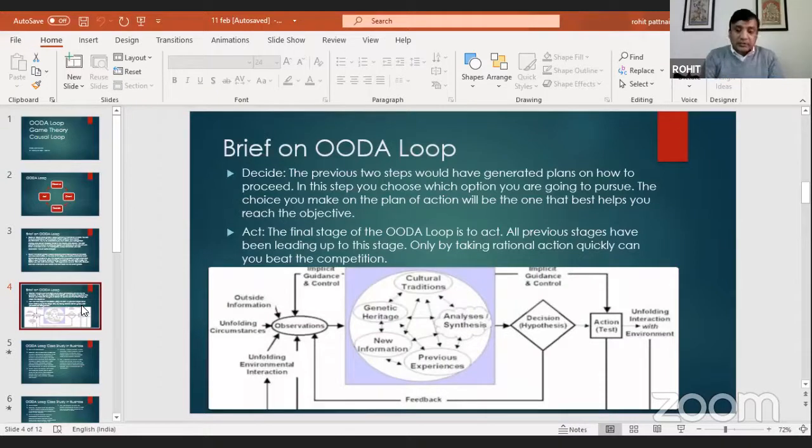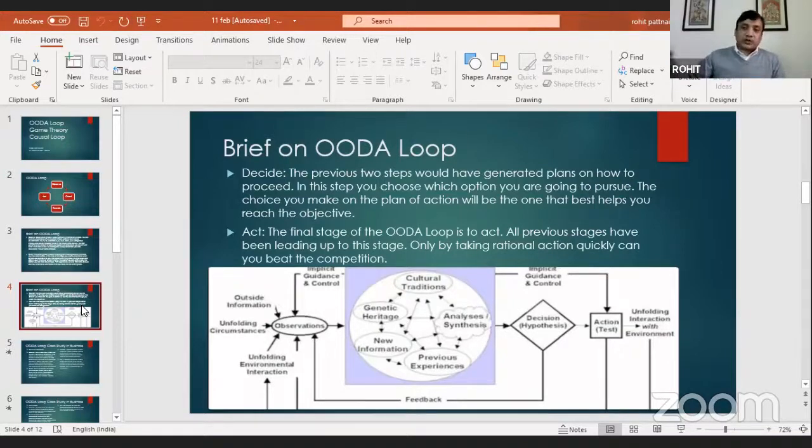It's for the leadership, the head of the company or the head of the team, to take a call based on what his team has provided him or what input he had given at the previous two stages. And decide and act are totally dependent on the orientation stage. The act is the final part of the loop. All it does is finally justify whether you've made the right calls, and then you move from the planning stage to the execution stage. Hence you complete one loop.